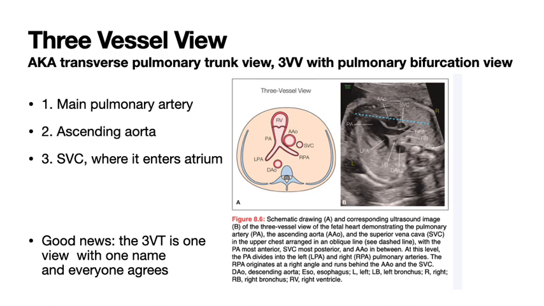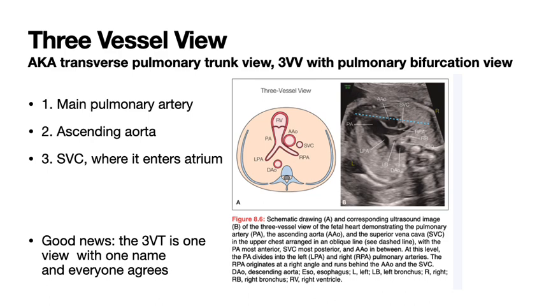And this is why you can tell that there's always confusion when we're talking about echoes and worksheets about what the 3-vessel view is, what the 3-vessel trachea view is, when they all go by several names. Good news is when we get to the 3-vessel trachea view, that seems to be the one view that everybody just calls the 3-vessel trachea view. So there's one view that everybody seems to agree on. These other ones, there are all sorts of things being called.